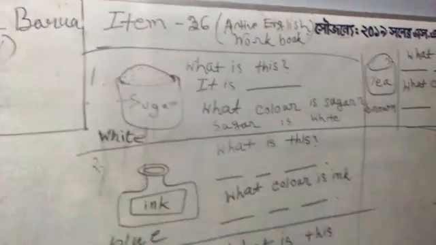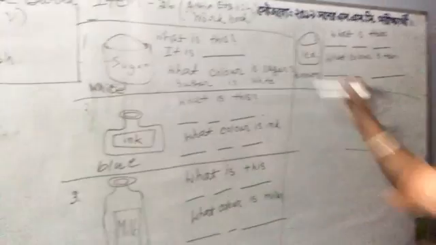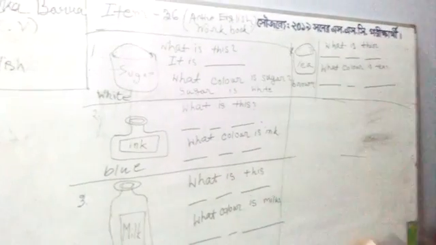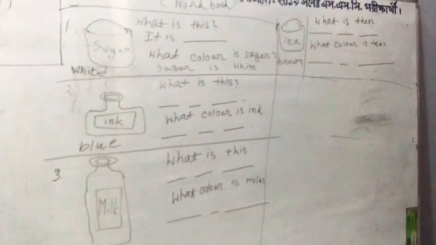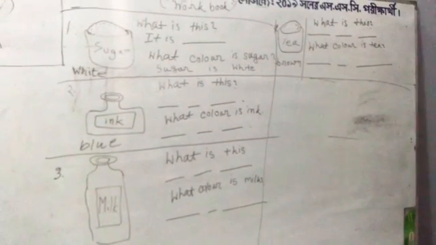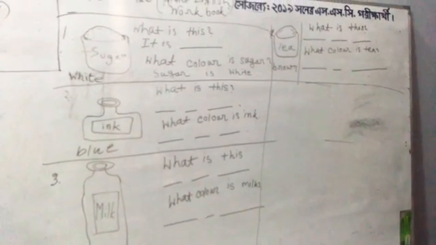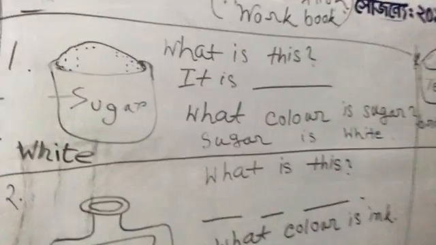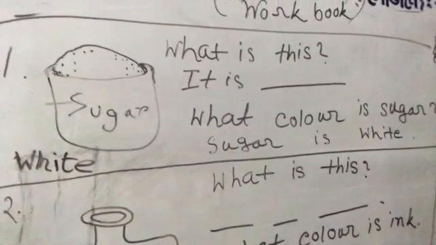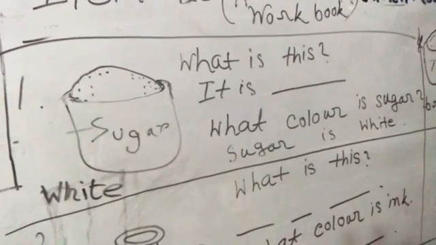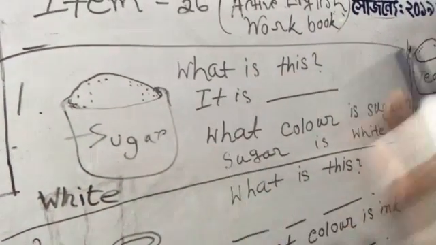Look at the board. As I told you, some pictures will be given here. In total there are 4 pictures. That's not much. Number 1 shows a sack of sugar. So we can see that it's a sack of sugar. It's full of sugar. Okay.